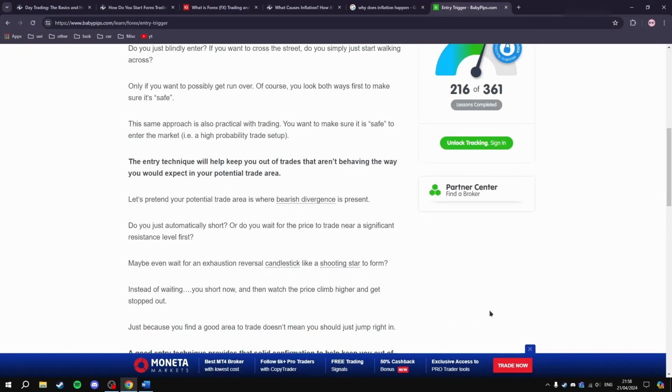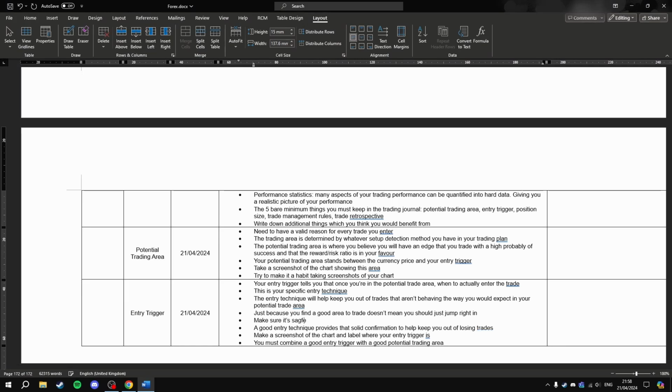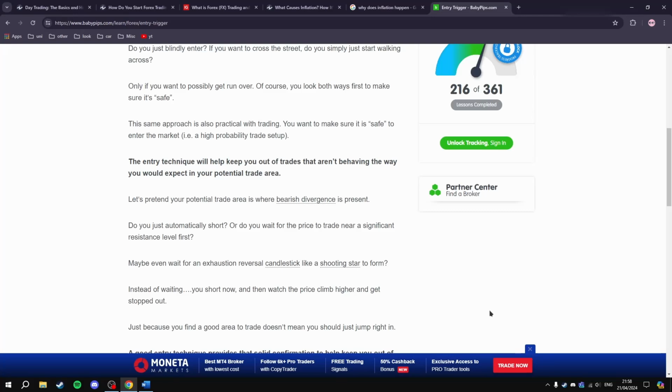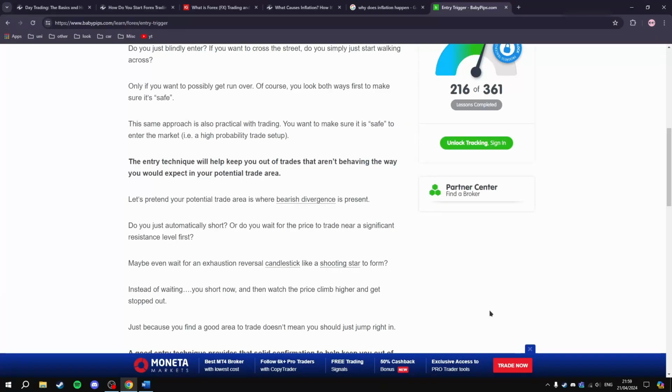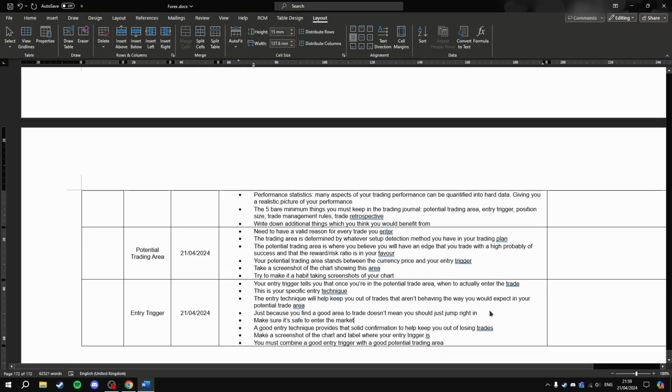Make sure it's safe to enter the market. High probability trade setup.